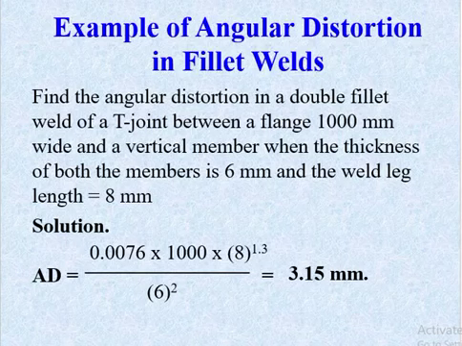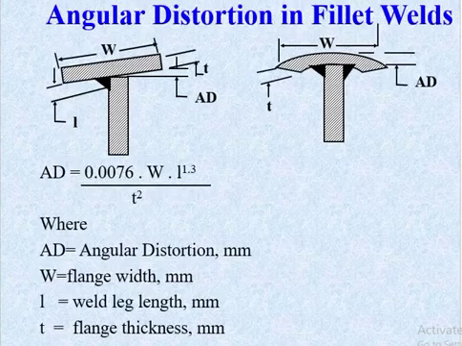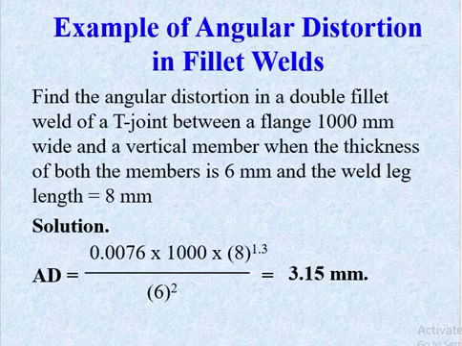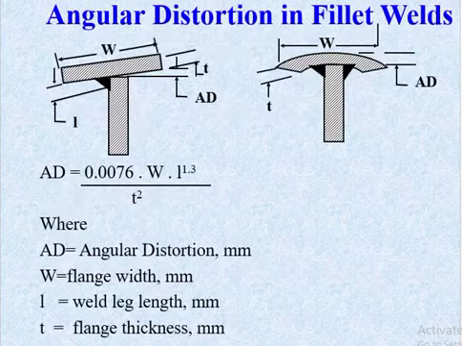Now, an example of angular distortion in fillet weld. Find the angular distortion in a double fillet weld of a T joint. This is the double fillet weld. Here is the T joint.